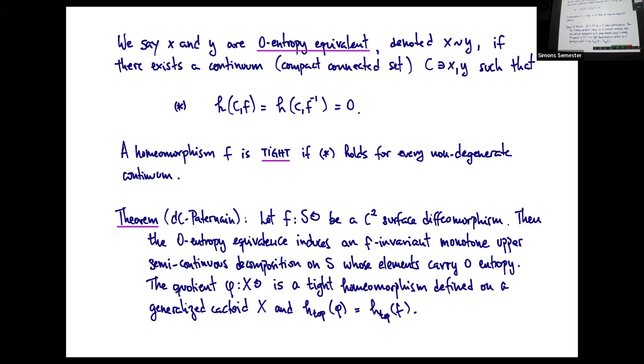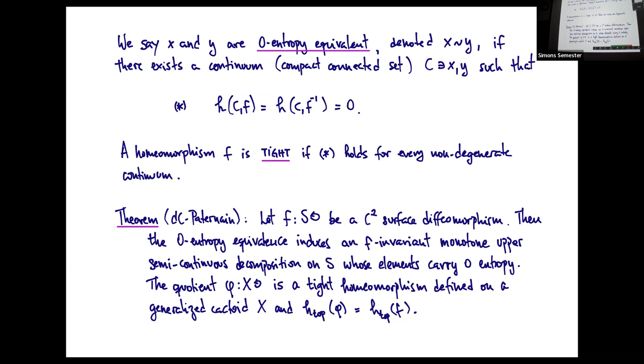And here's a theorem that I proved with Miguel Paternain a number of years ago. It's a nice theorem in that it has not many hypotheses. Take a surface diffeomorphism which is class C2. Then this zero entropy equivalence turns out to be a monotone upper semi-continuous decomposition of the surface, and therefore you can take the quotient, because this is clearly F-invariant. I'm calling the quotient phi X, and X is not quite a surface, but it's almost a surface. It is what is called a generalized cactoid, and I'll show a picture in a second. And then you get the homeomorphism of the generalized cactoid, which has the same entropy as the original map.